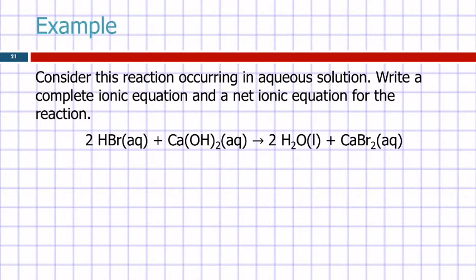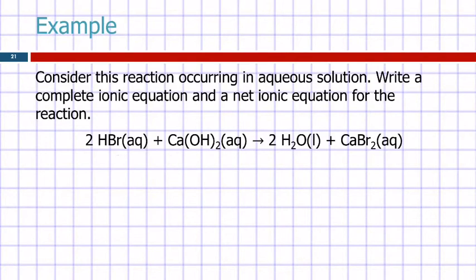Example. Consider this reaction occurring in aqueous solution. Write a complete ionic equation and a net ionic equation. A lot of books will call the ionic equation either a total ionic or a complete ionic equation, just to kind of point out, yeah, we want all the ions. And the net ionic is where you get rid of the spectators. So here we have a balanced molecular equation.